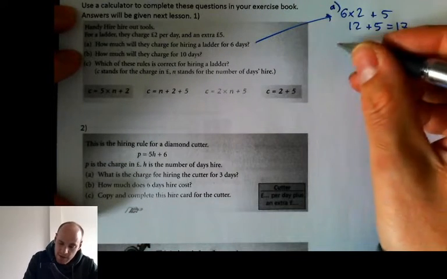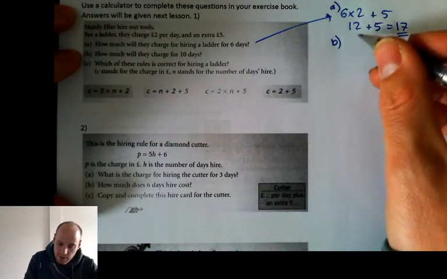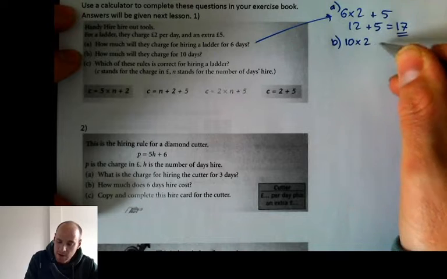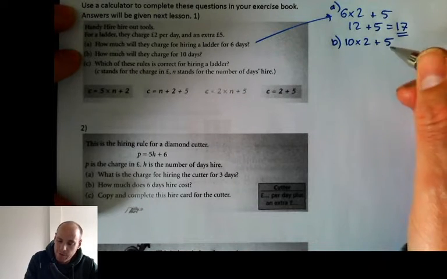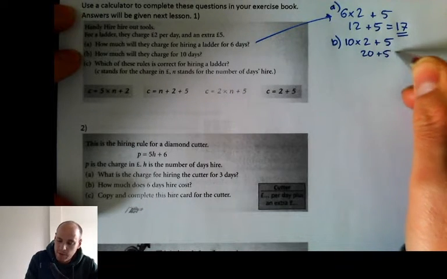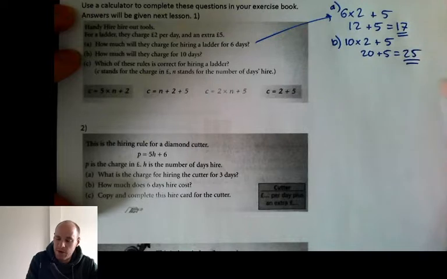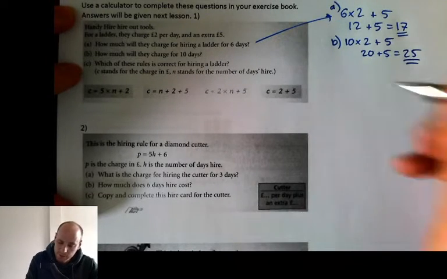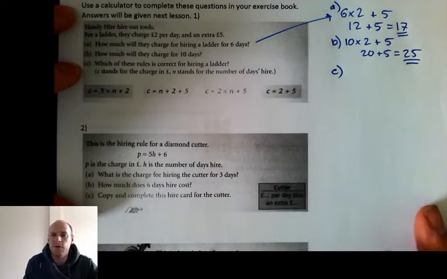Part B, what about 10 days? So that is £2 per day plus the 5. So that is 20 plus the 5. I'm getting £25 for 10 days. So that's part B. And then part C, which of these rules is correct?